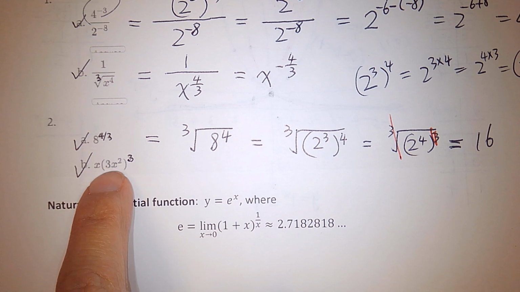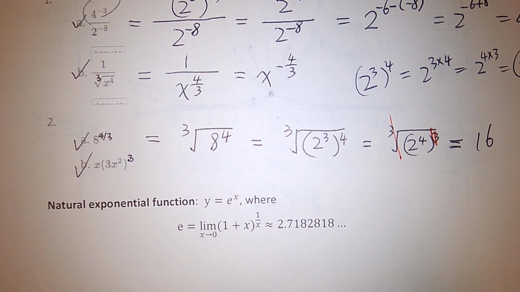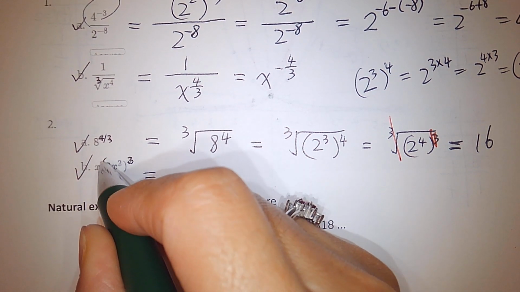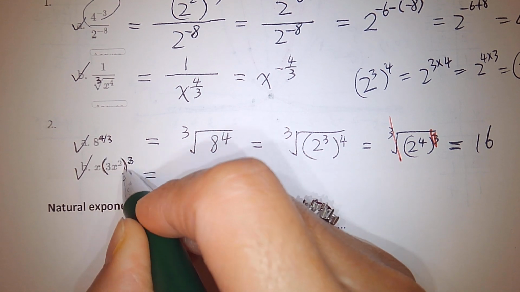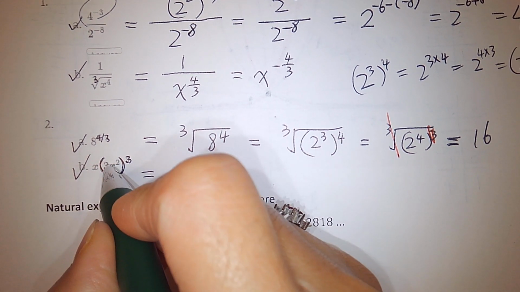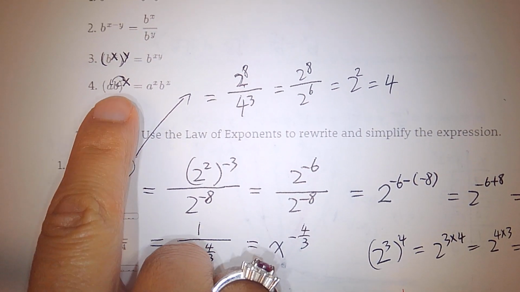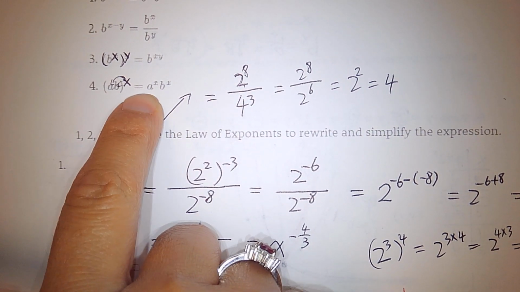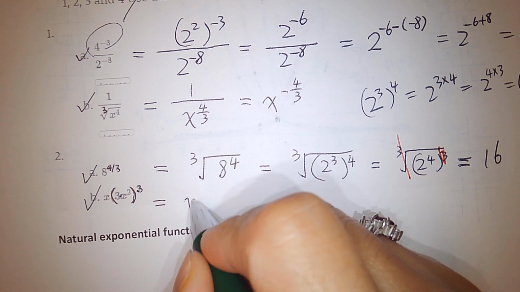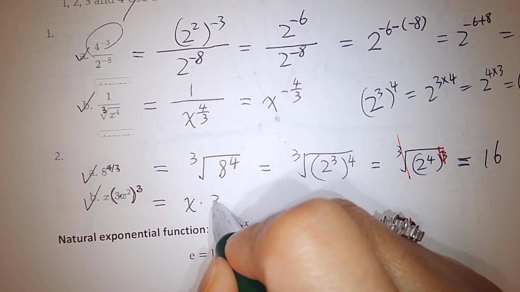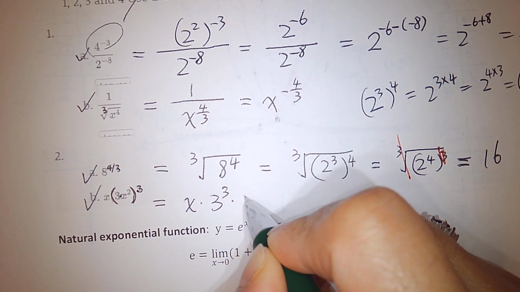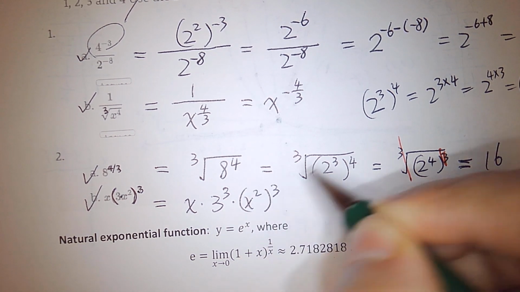x times 3x squared to the cube. We have a parenthesis, right? Deal with parenthesis first. And then this is a multiplication. So which law, which rule did you use? Number 4, right? Yes, we can use number 4. So x times 3 to the cube times x to the square to the cube, right?